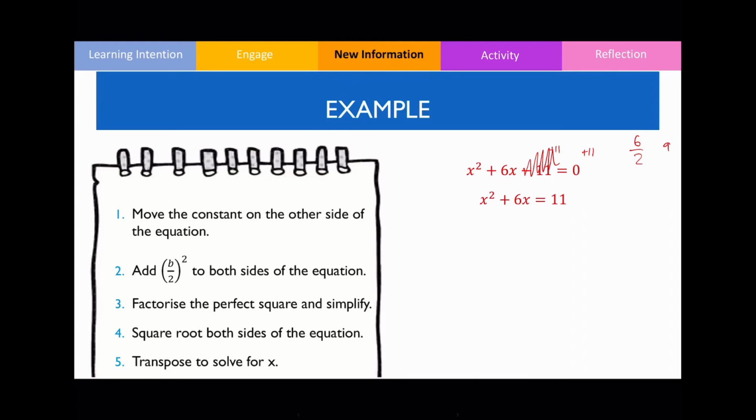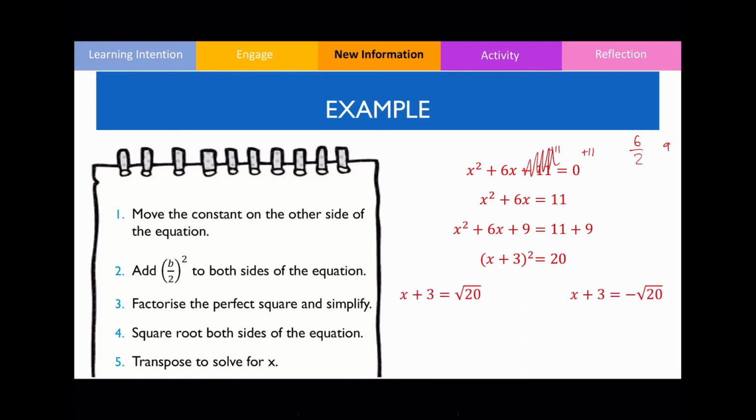Why do I have to add it? Because an equation is balanced. Whatever I do to one side, I must do the same thing to the other side. Once you've done that, then you can factorize it as a perfect square. So therefore, this is going to be x plus 3 whole squared is equal to 20. Once I've done that, I'm going to isolate x by using the inverse, okay? So I'm going to square root both sides of my equation. So therefore, x plus 3 is going to equal positive root 20 or negative root 20, okay?